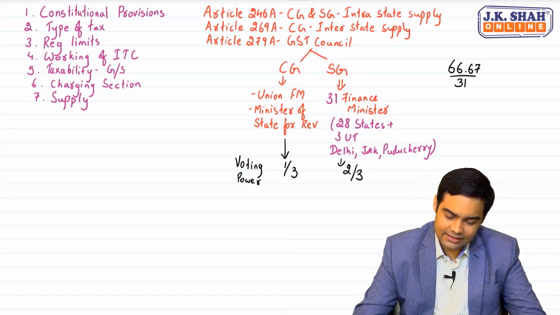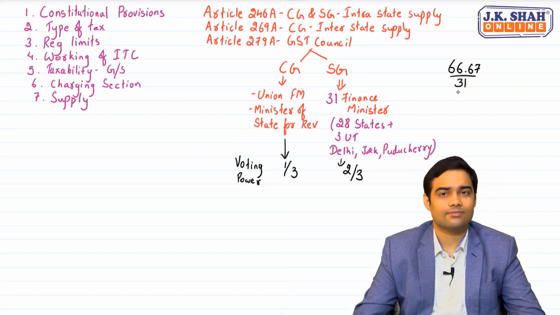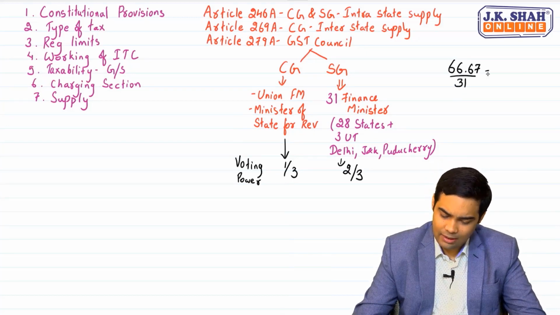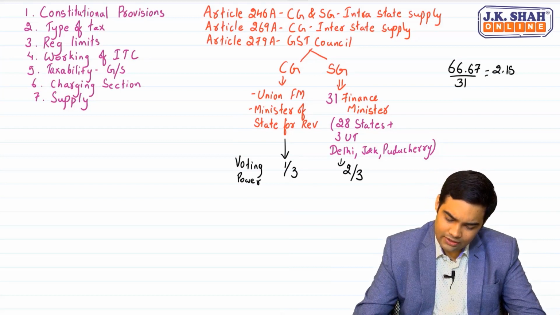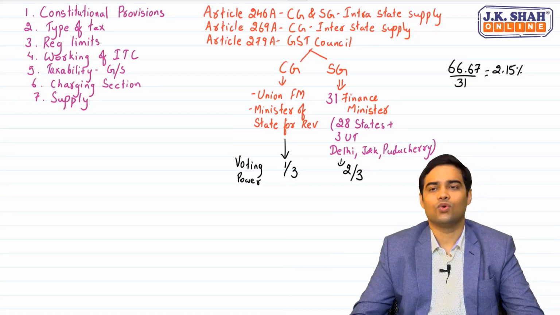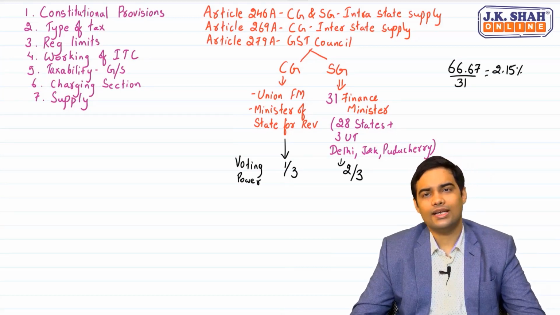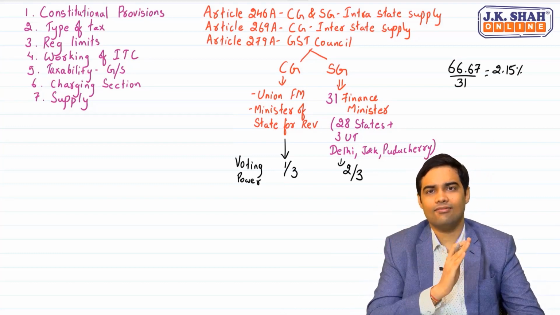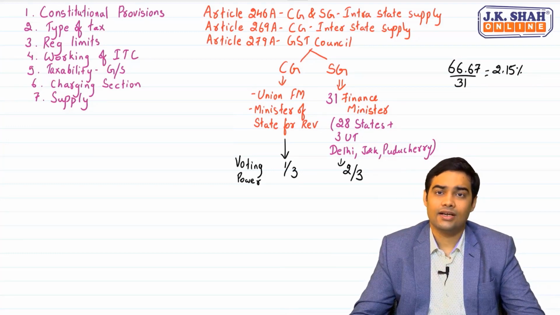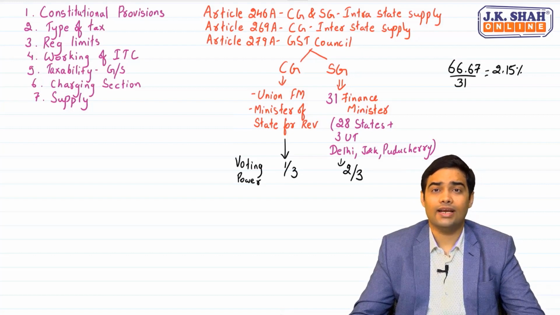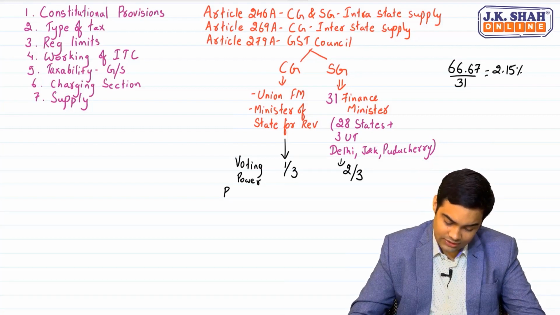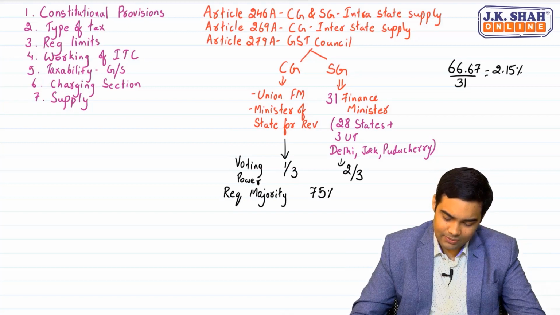That means each finance minister, that is divided by 31, approximately has 2.15% as voting power. This is the voting power which is available to central government and state government. And what is it when you have to pass a decision? What is the required majority? The required majority to pass a decision in GST Council is 75%.